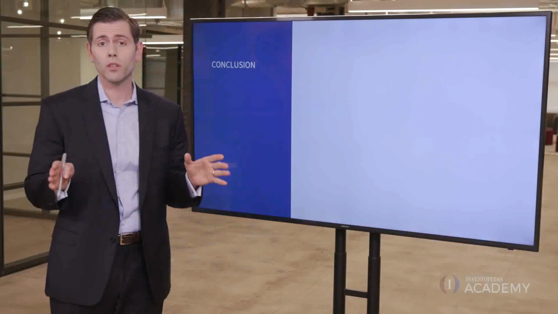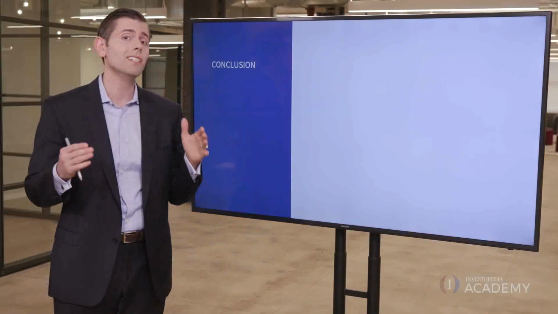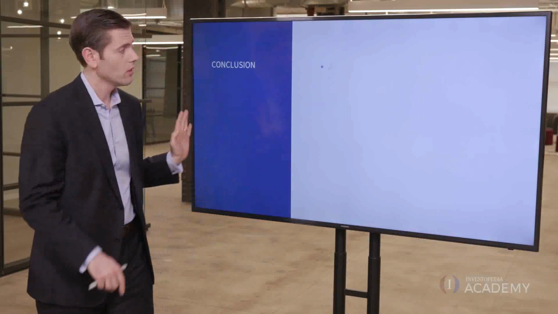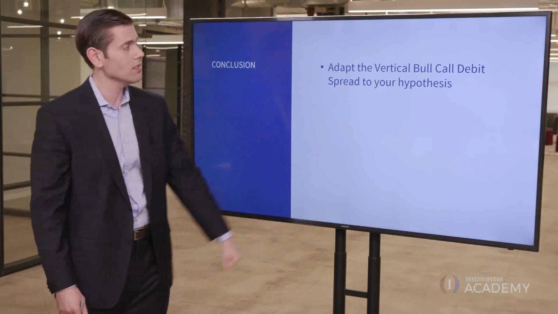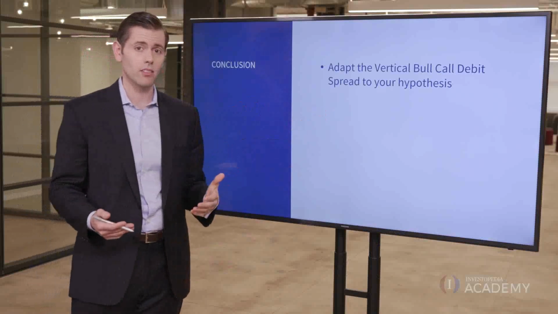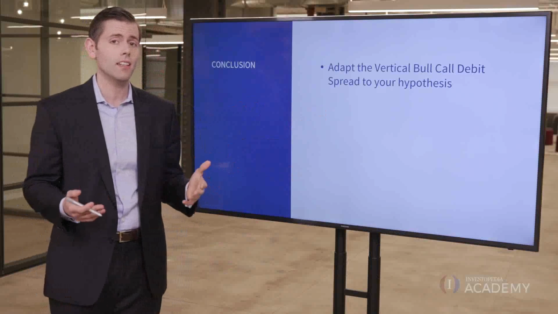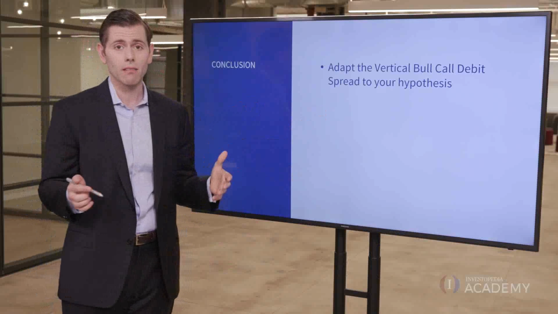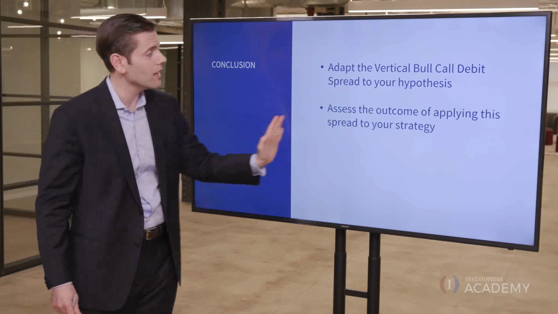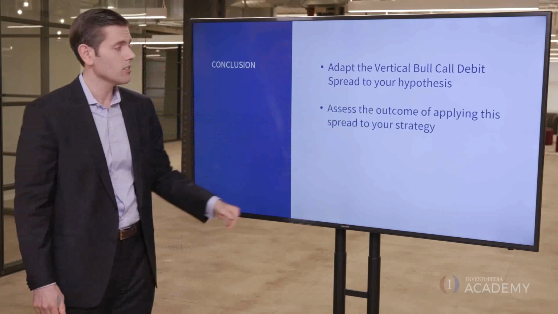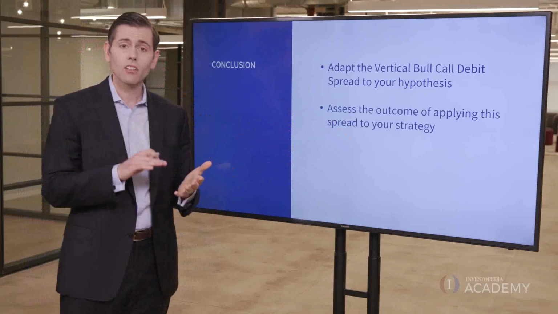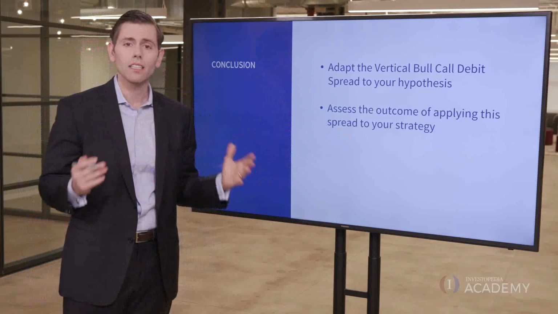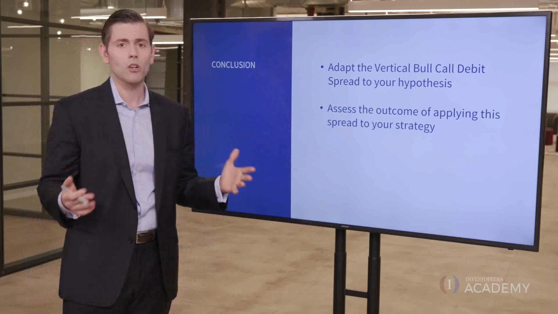So let's go ahead and review the bull call spread. Remember, you need the stock to pop in order for this spread to make money. So adapt the vertical bull call debit spread to your hypothesis. There needs to be an upside catalyst for your stock in order for this setup to actually make money. The good news is you can assess the outcome of applying this spread to your strategy. You can calculate your break even, you can calculate your max loss, your max gain, all at the beginning, so you know what to expect no matter what the outcome.